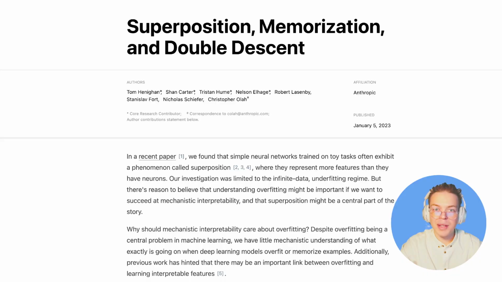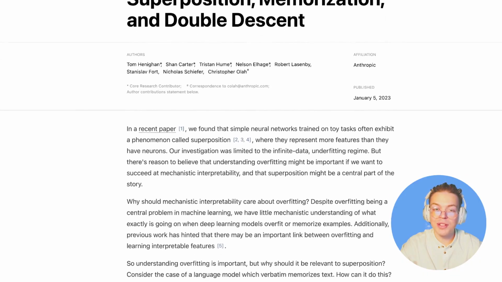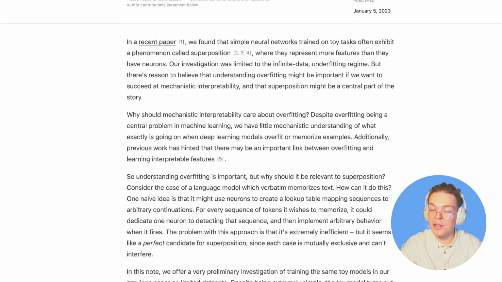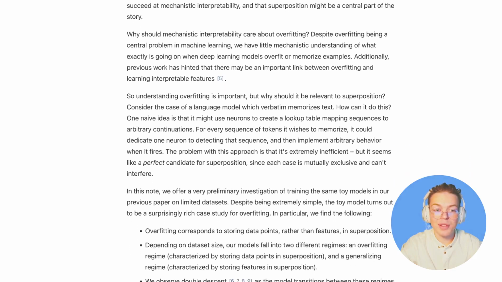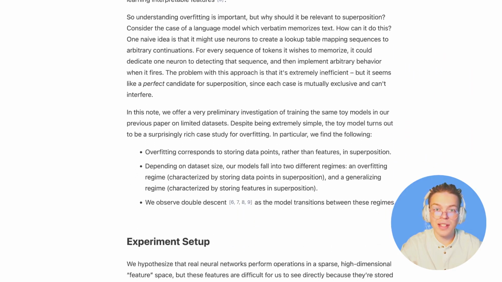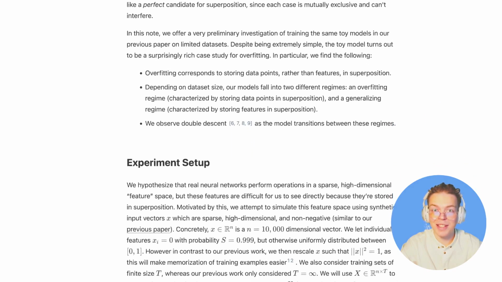In a recent Anthropic paper, the authors find that overfitting corresponds to the neurons in a model storing data points instead of features. This mostly happens early in training and when we don't have a lot of data, so the model doesn't see many data points.